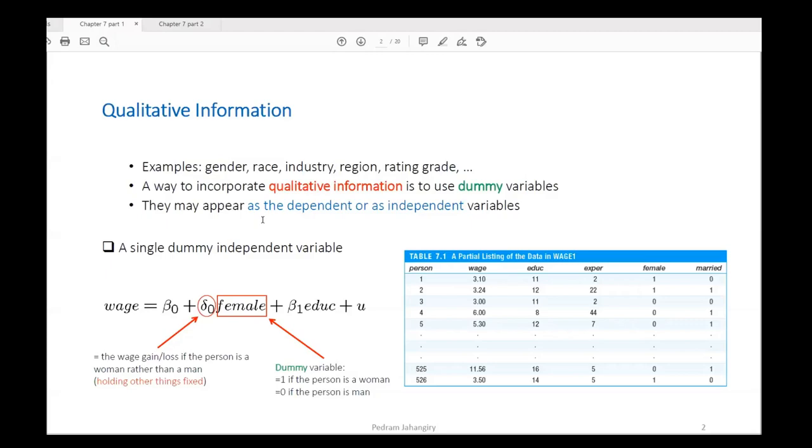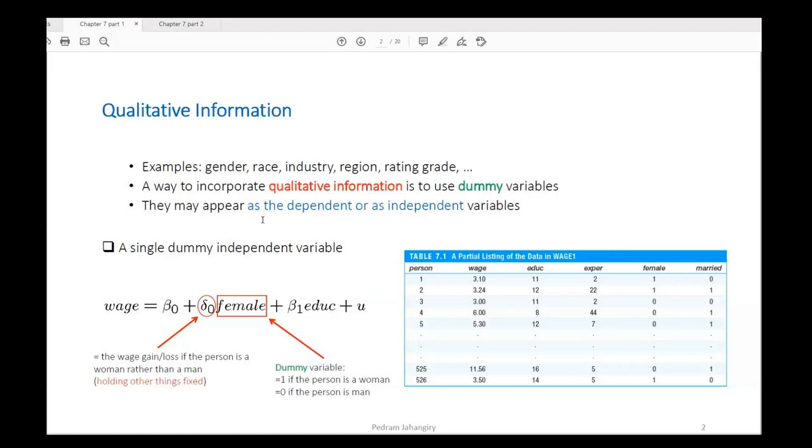You can think of the 11 sectors of the S&P as different industries, so we can at least name 11 industries in the U.S. stock market. And then regions, so for instance, we're looking at 50 states of the United States, right? So we are going to have 50 classes for that region. Rating grades, we can have A-, B+, and etc. Right? So these are all examples of qualitative information or categorical information.